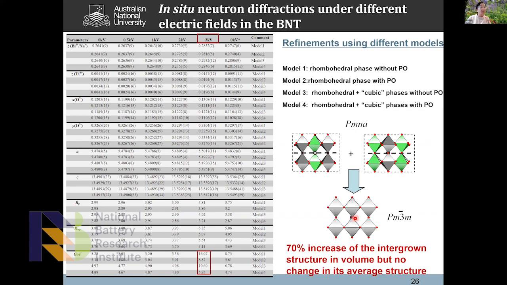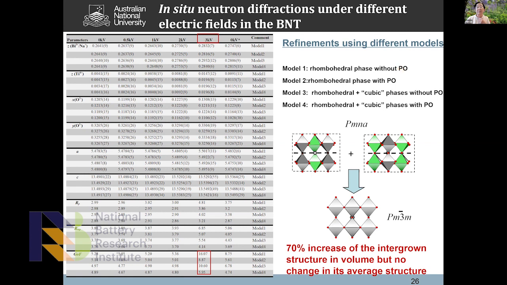So in that case, we can determine how this local structure changes in volume when you apply an electric field. Here the PO is the preferred orientation, because we have to consider that when you apply an electrical field, the polarization domain will be switched. That gives you a feature in the structure, our preferred orientation. So you have to consider that.